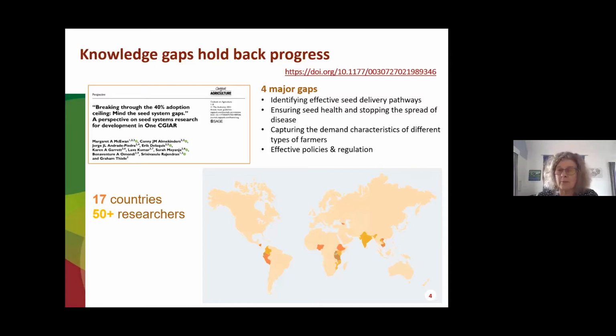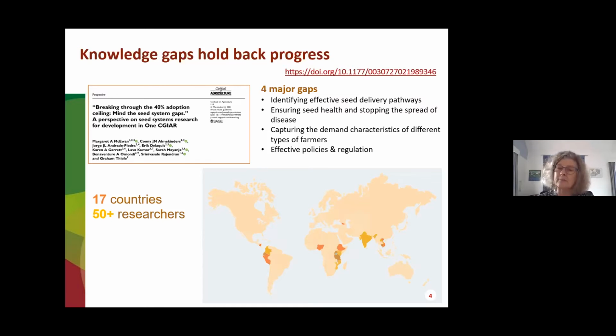Breeders are doing a great job in terms of identifying preferred traits for different end users and consumers. But without functioning seed systems and seed delivery pathways, we're not going to benefit from those improved varieties. As Graham mentioned in his words at the beginning, one of the particular challenges of vegetatively propagated crops is the accumulation of pests and diseases. So a challenge that we have identified and are trying to address is how do we ensure seed health and reduce the risk of the spread of disease.